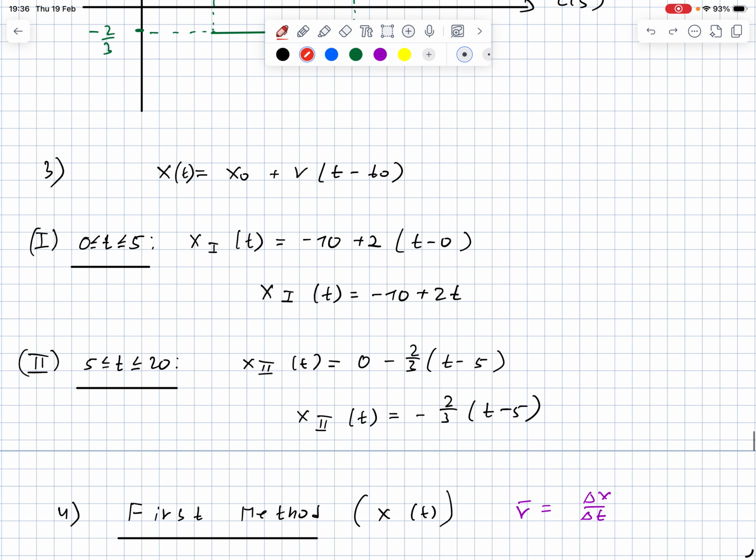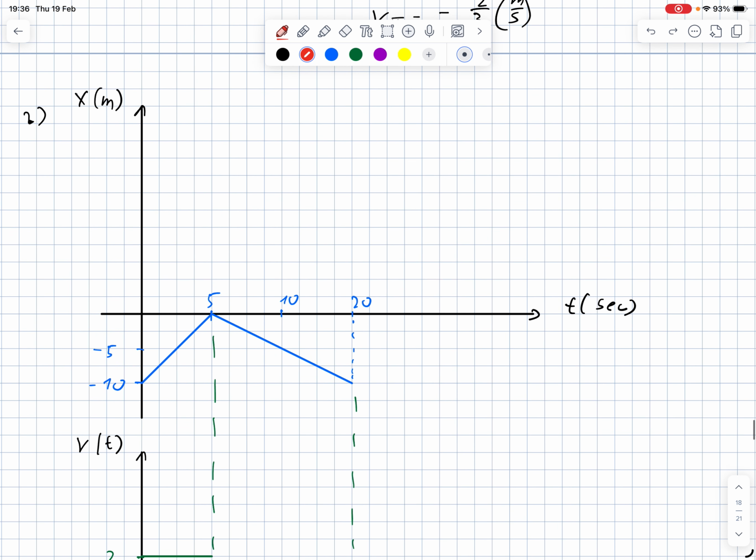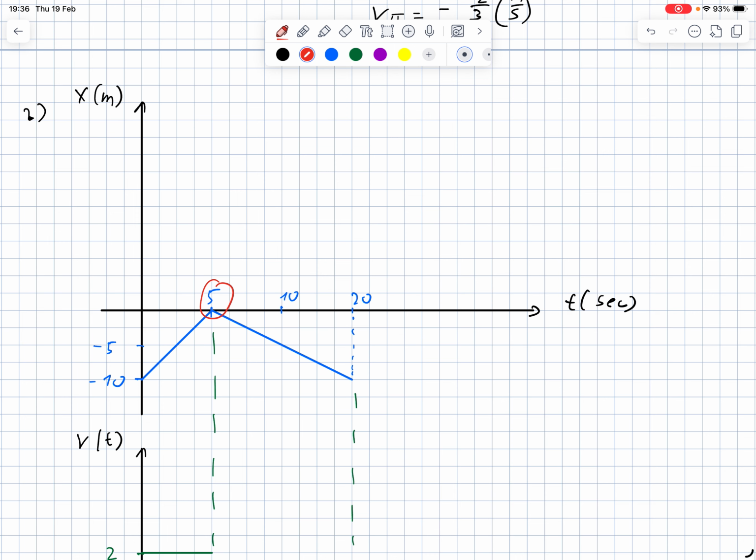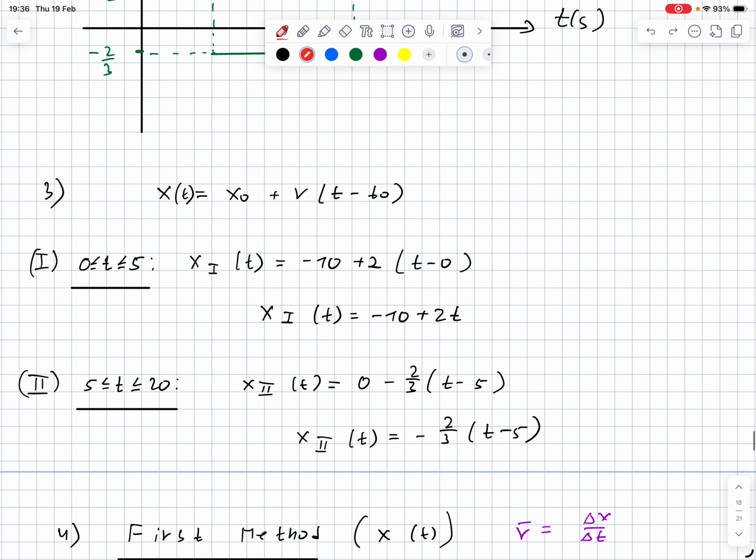The same way we calculate the linear function of the second segment. If we look at the position at time 5, the position is 0, as you can see here. When time t equals 5 seconds, the position is 0. And the velocity, of course, is minus 2/3. And finally, this is the expression of the position of the object for the second segment.